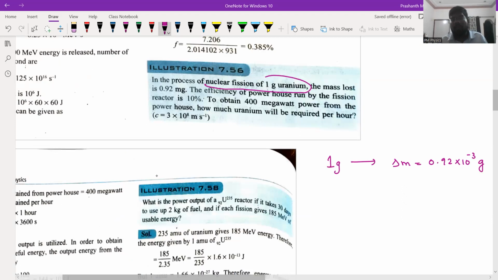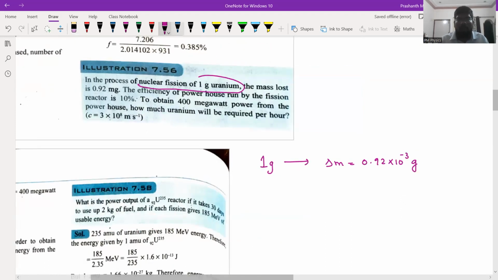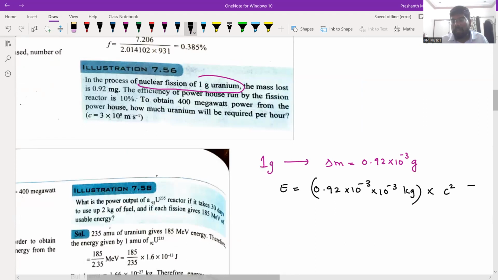Then the efficiency of the powerhouse. That means for this energy, how much energy will be converted first of all? Energy released in this process is 0.92 into 10 power minus 3 into 10 power minus 3 kg, in SI units, into C square. Then you'll get energy in joules. Right?